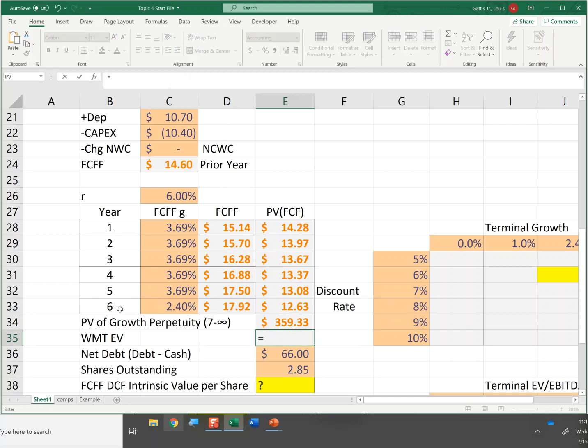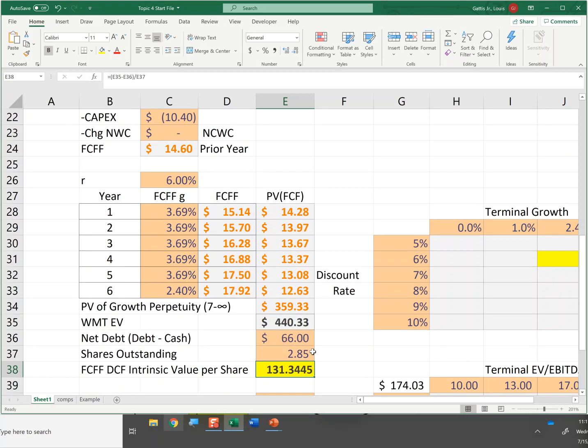And then I'll add up all those free cash flows, and this is going to be my enterprise value estimate for Walmart. $440 billion is the present value of all free cash flows from year 1 to infinity. They have net debt of $66 billion, 2.85 billion shares outstanding. So my final valuation is my enterprise value minus net debt. That's my equity value divided by number of shares. And I get a valuation of $131 per share. Current stock price was $109 at the time of this valuation. So it looks like Walmart actually is a decent buy.